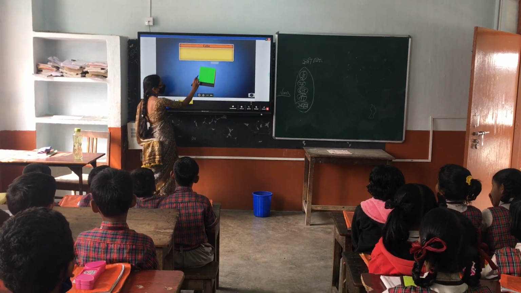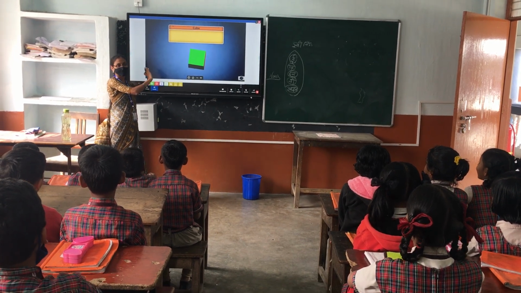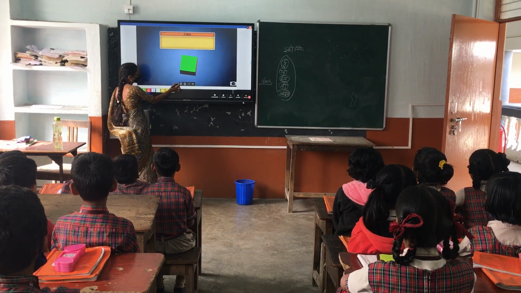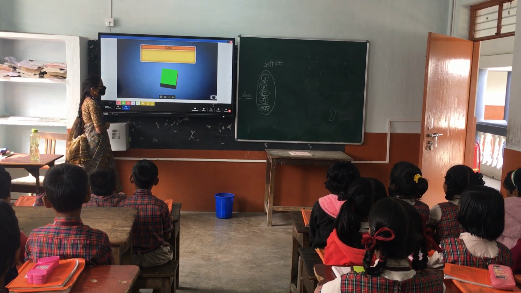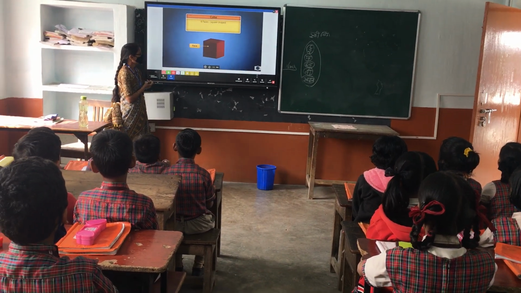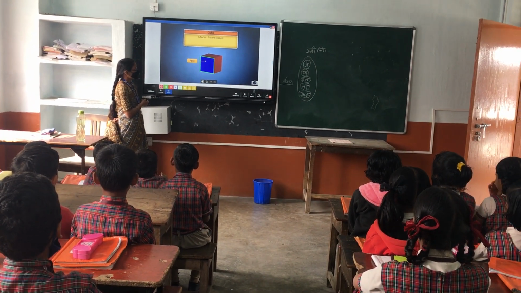On this cube, if you observe this flat surface, we call this a face. Flat surfaces of the cube are called faces. A cube has 6 such faces. Each face is square in shape.